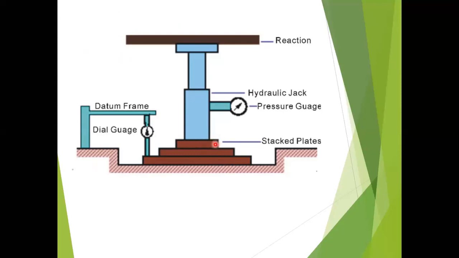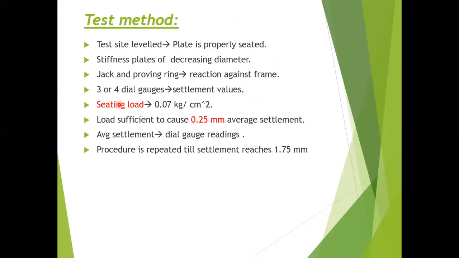These are the different types of stiffness plates, and this is the hydraulic jack which will measure the reaction against the frame. You are applying the load, and it will provide the reaction. And three to four different types of dial gauges are provided. Then the seating load. The seating load will be 0.07 kg per centimeter square. That is the seating load.